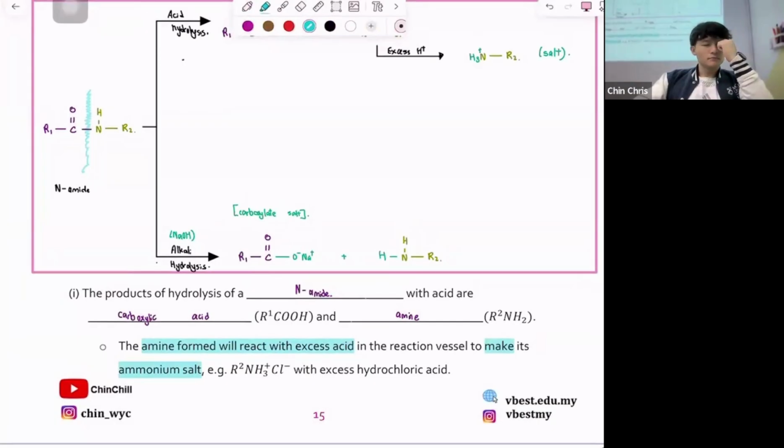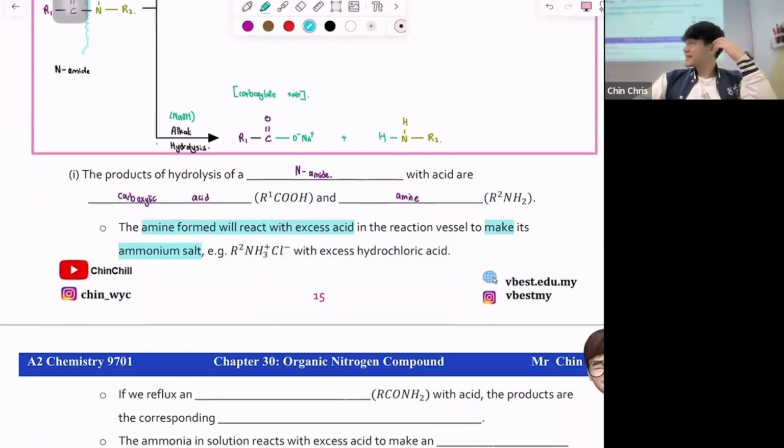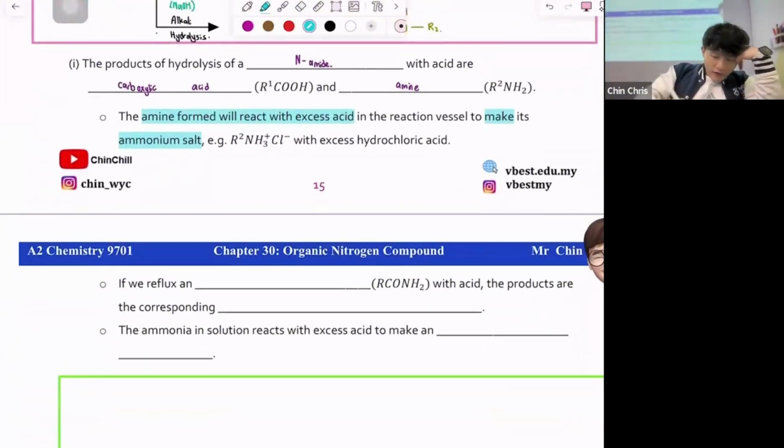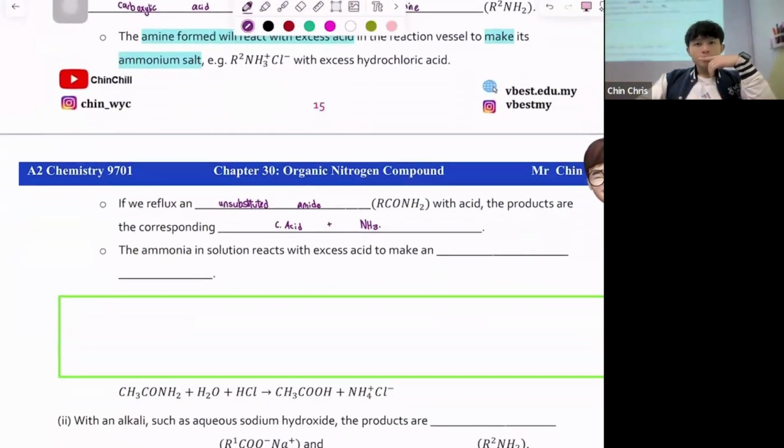Okay, page 16. Let's say, guys, if I have an unsubstituted amide, with acid, the product is just a carboxylic acid and ammonia. Next, the ammonia in solution reacts with excess acid to make ammonium salt.